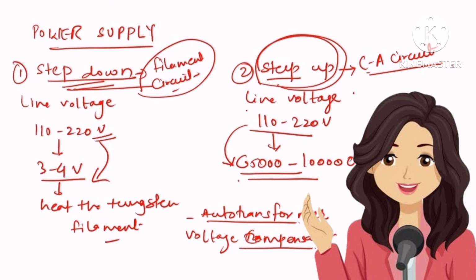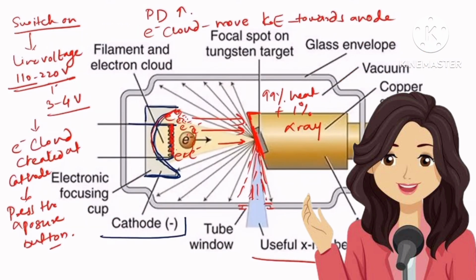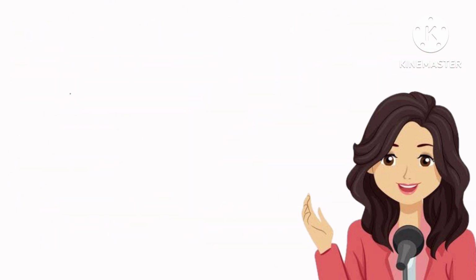Next segment is the factors affecting X-ray production. Okay, what are the factors that affect X-ray production? Starting with the exposure time. Now this is very important, and this concept is quite complicated. I understand, but if you get it, you will remember it for the longest time. All right. So exposure time.